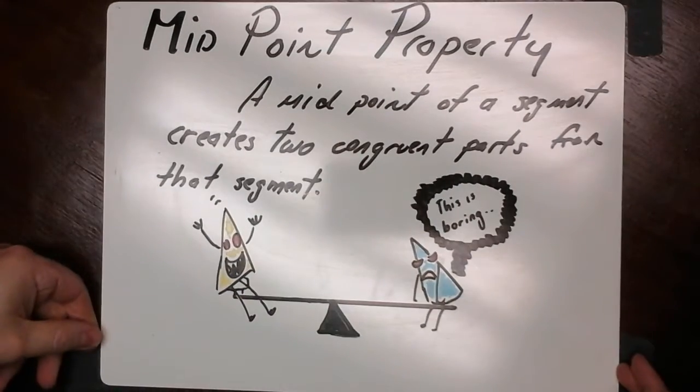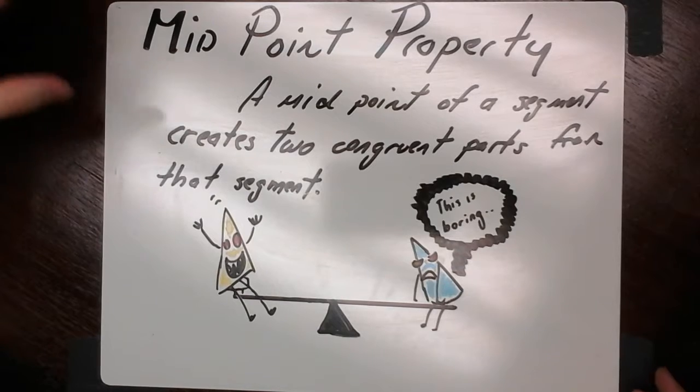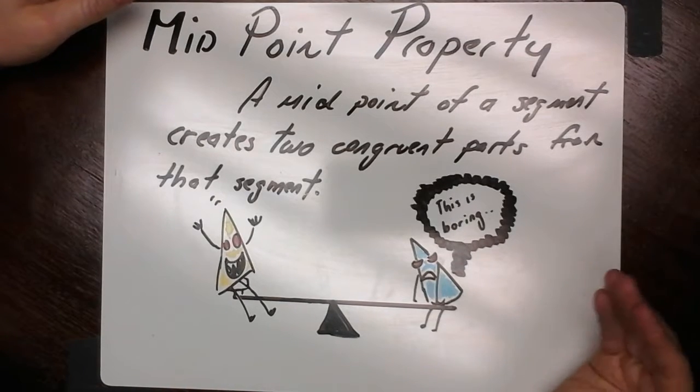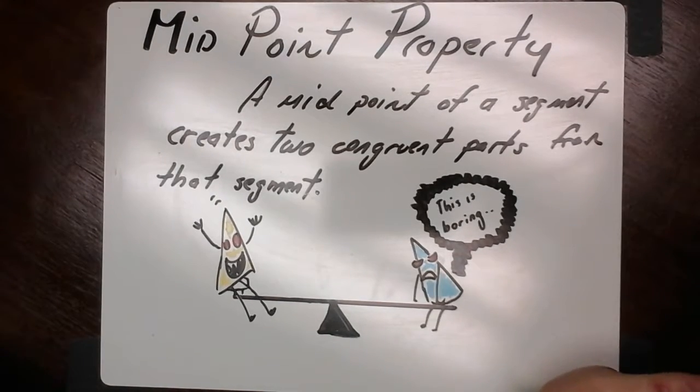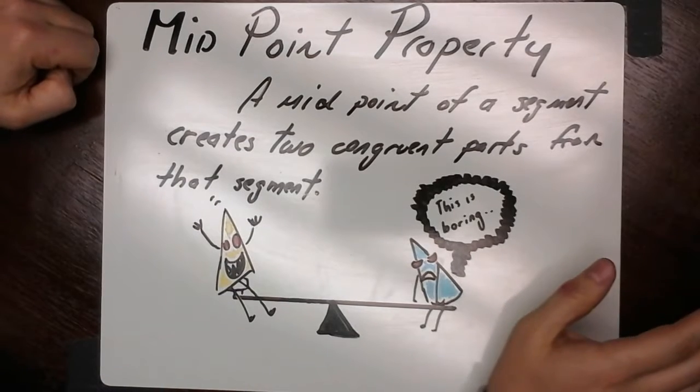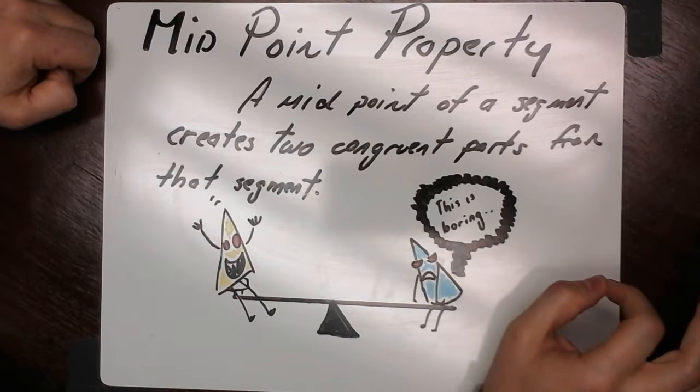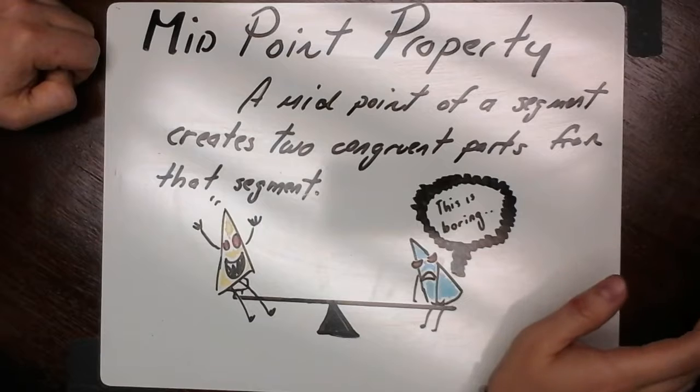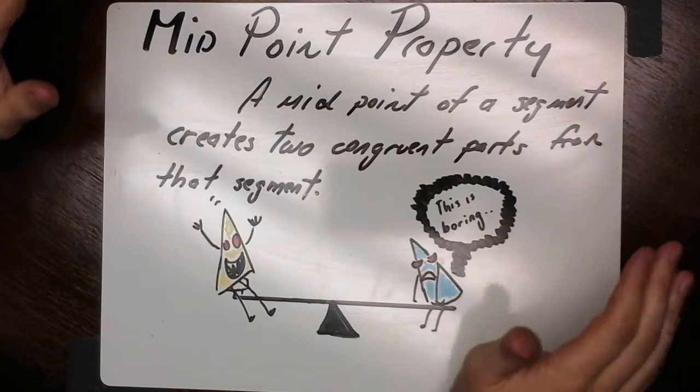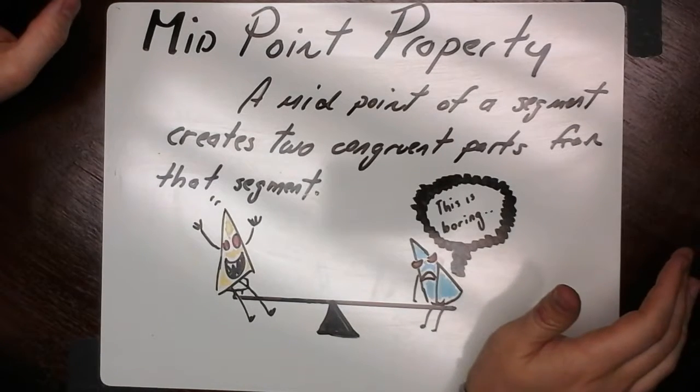So here's the midpoint property. I want to say formula. Midpoint property. The midpoint property is kind of pretty straightforward. All it's saying is that the midpoint of a segment is going to create 2 congruent parts from that segment.